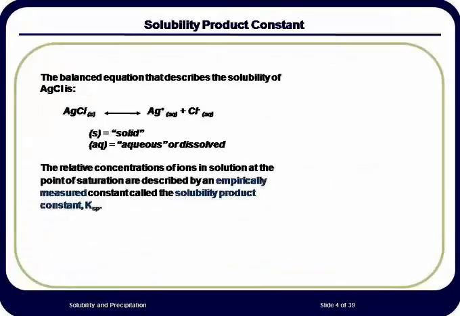The concentration of the ions when the solution is saturated is determined empirically, that is, by experiment. Once these concentrations are known, a constant can be determined mathematically with the aid of the balanced chemical equation. The constant is called the solubility product constant and is identified as K sub Sp.